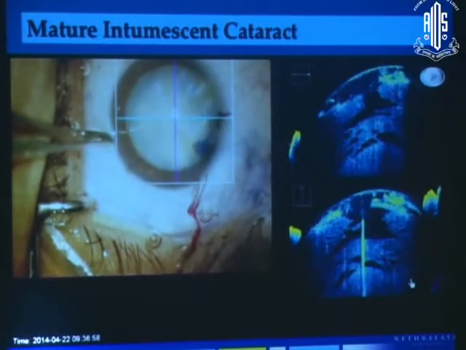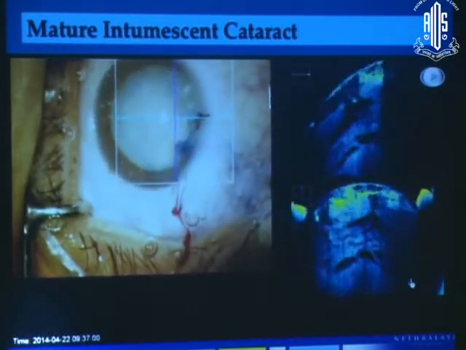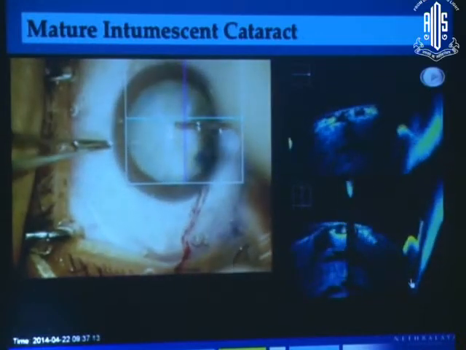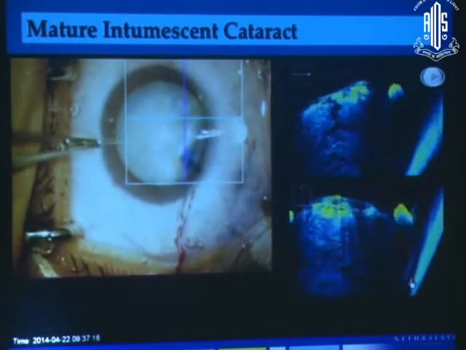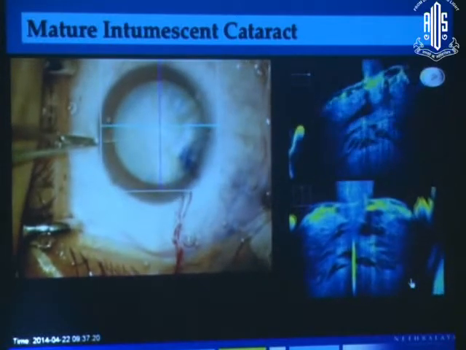This is an interesting video. This is an intumescent cataract. Just after the anterior capsule is ruptured, you will see the rupture happening, and you will see the liquid cortical matter escaping.